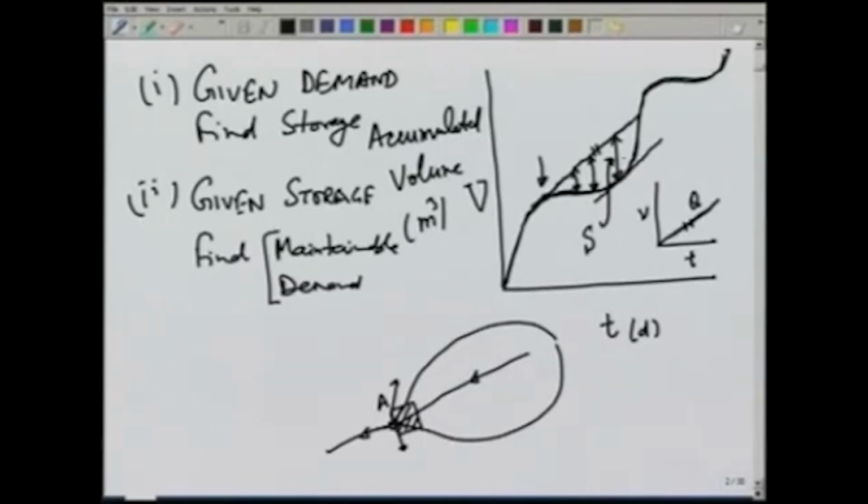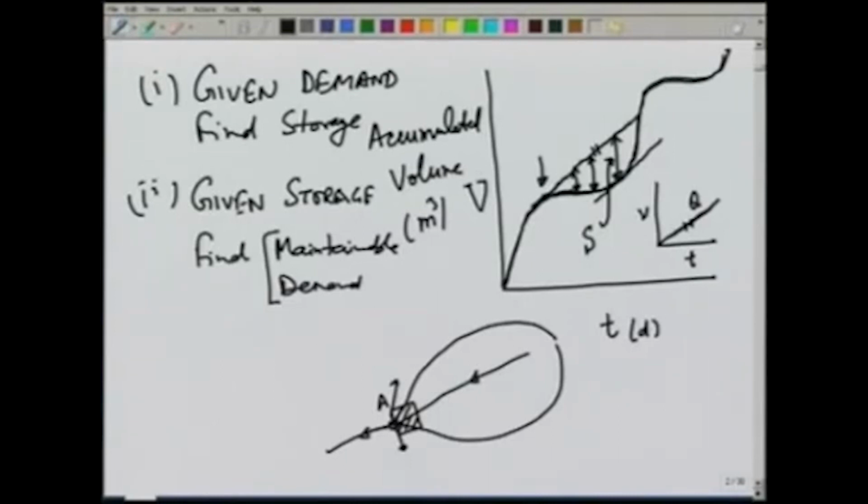So, if we have this storage, we start with a full reservoir at this point, and by the time we reach here, the reservoir becomes empty because we have utilized all the storage S. But after this point, as you can see from this figure, the supply is more than the demand, and therefore, the reservoir again starts filling.